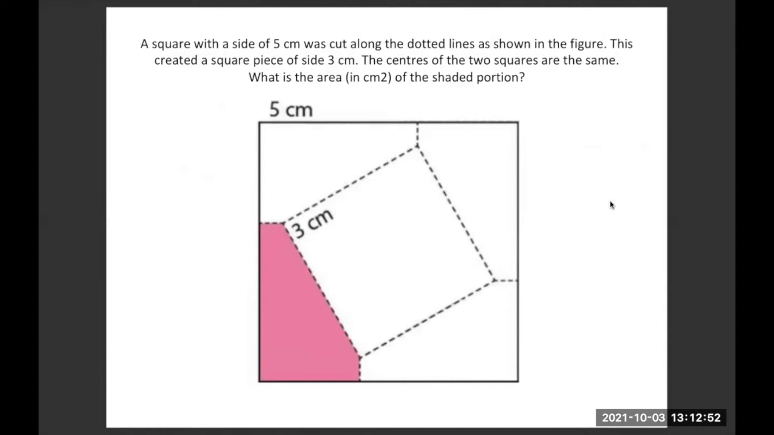This is again fairly simple. It's a geometry based question. You're given two squares, 5 by 5, and there's another square of 3 by 3 inside that 5 by 5 square. You have to find the area of this shaded pink colored portion that you are seeing here. What you have to find is the area of this pink colored portion within this diagram.